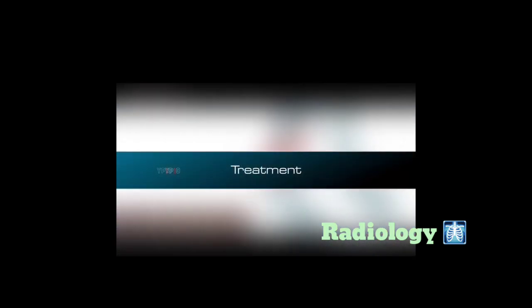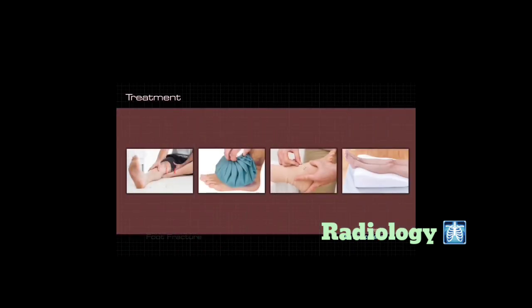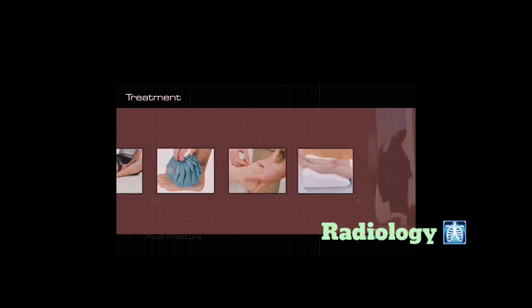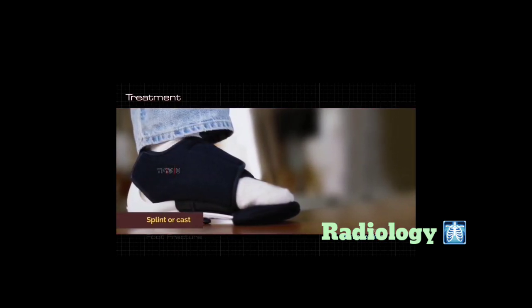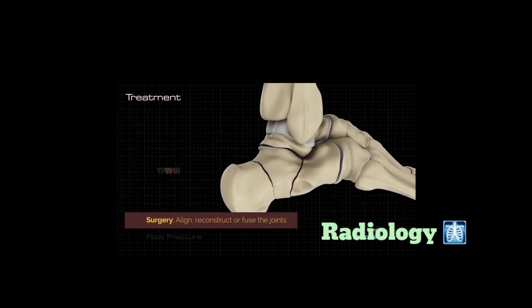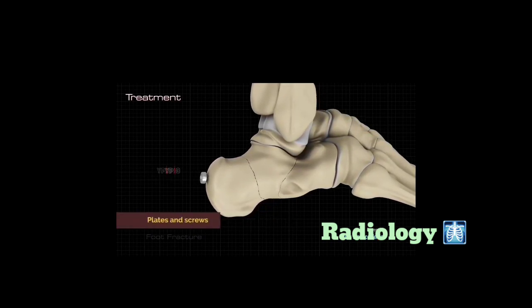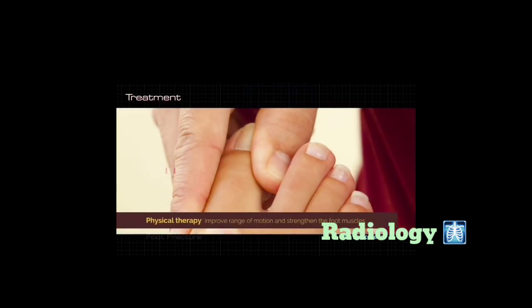Treatment. Treatment depends on the type of fracture sustained. For mild fractures, non-surgical treatment is advised and includes rest, ice, compression, and elevation of the foot. Your doctor may suggest a splint or cast to immobilize the foot. For more severe fractures, surgery will be required to align, reconstruct, or fuse the joints. Bone fragments may be held together with plates and screws.